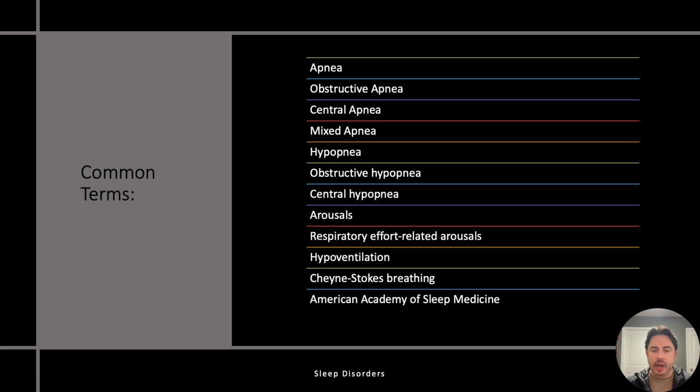So when we talk about hypoventilation, what we're talking about is patients whose CO2 is elevating and they're not able to eliminate the CO2 that their body's producing. When we talk about Cheyne-Stokes breathing, this is a breathing pattern that has this crescendo, decrescendo look with a period of apnea. So there's a couple of things that we've already talked about, but you need to be familiar with all of these by the end of this lesson. And like I said, some of them we're going to hit, but we're not going to cover all of them.